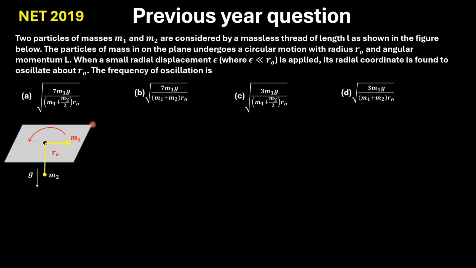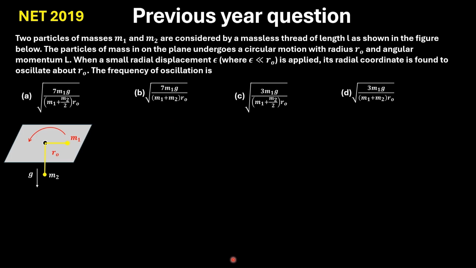Here we are given a system of mass m1 and m2 tied with a string. m2 is under the influence of gravity, and m1 is undergoing a circular motion. r0 is the equilibrium length, and when we give a slight displacement of epsilon, much less than r0, it is found that the system oscillates about r0, and we have to find the frequency of oscillation.